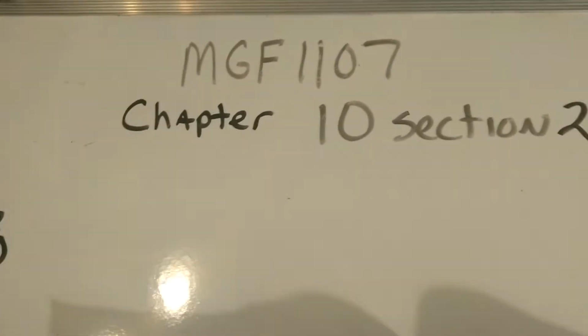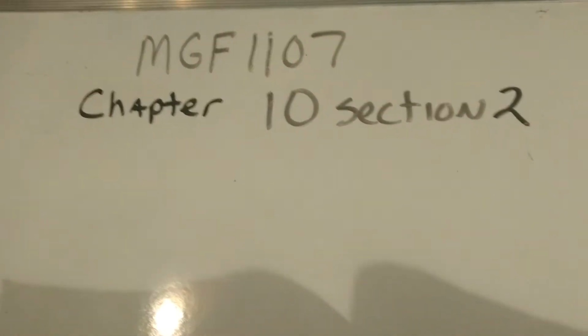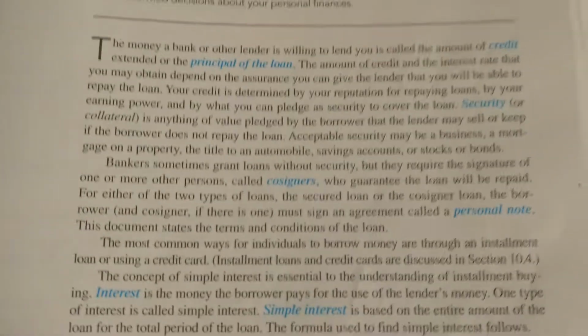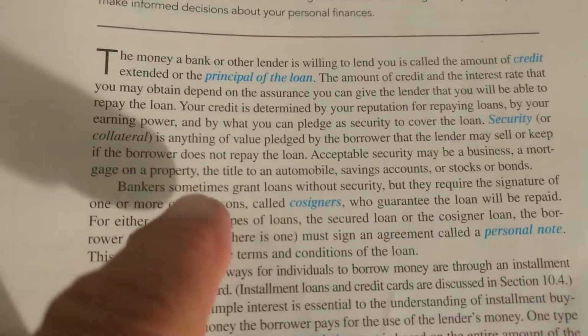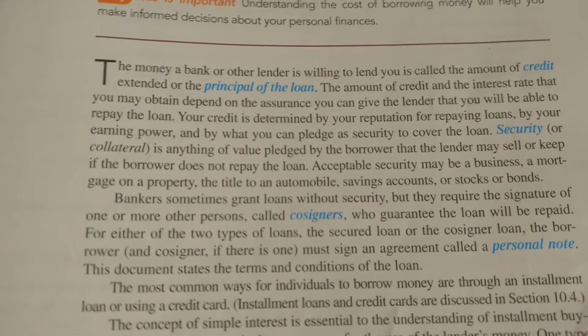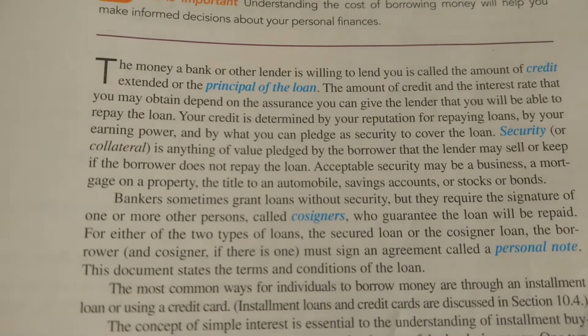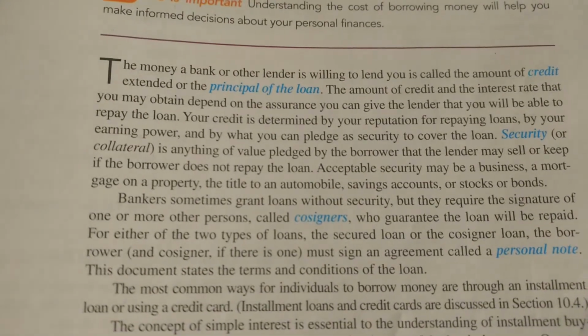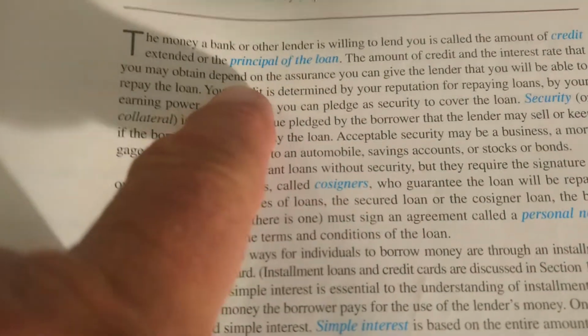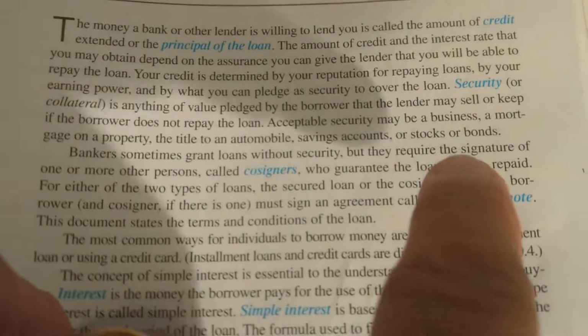This is MGF 1107, Chapter 10, Section 2. This deals with personal loans and simple interest. First of all, let's go through some terms. The money a bank or other lender is willing to lend you is called the amount of credit extended, or the principal of the loan. Make sure you understand principal. This is what we're going to be using a lot.